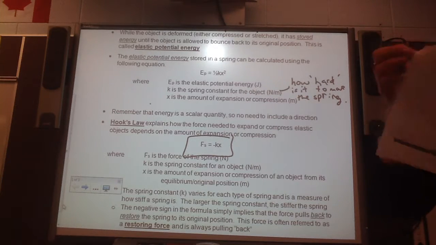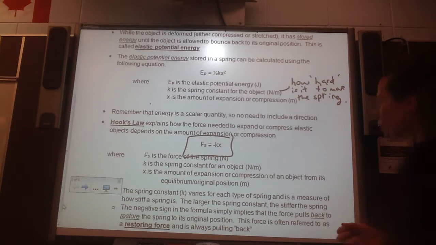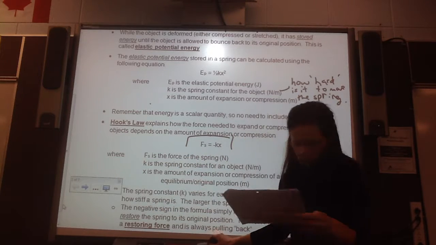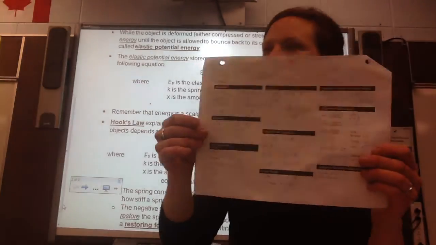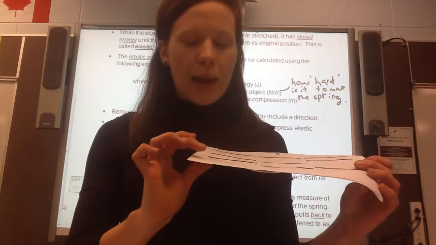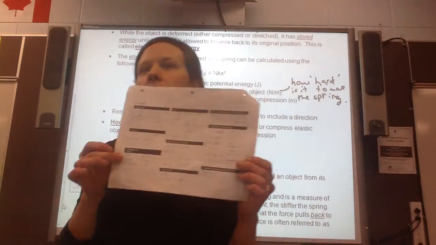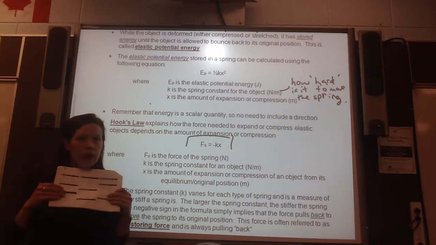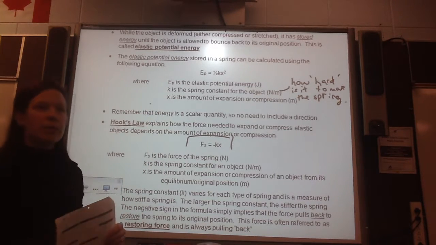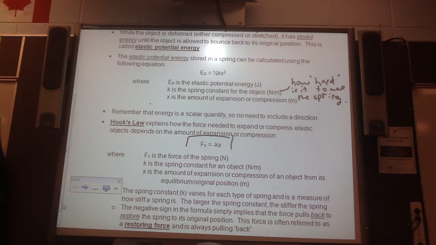Now let's see. Take out your data sheets. Now, under dynamics, you should see Hooke's law. And then under momentum and energy, you should see the EP equals half kx squared. Okay, so you do have both of these formulas here. You don't have to memorize them, but you do need to memorize the units. Okay, you need to know what the units are.